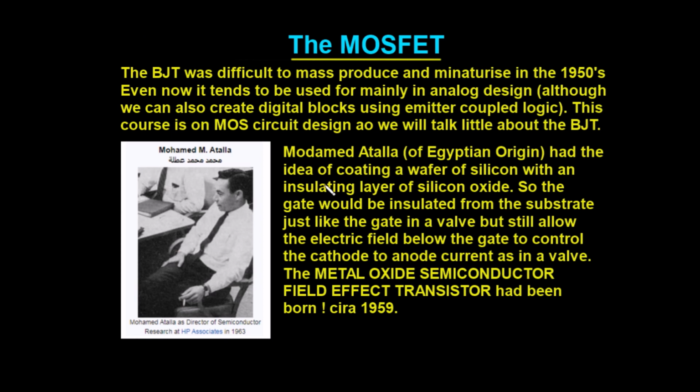So enter Mohammed Attallah. He was of Egyptian origin. Now he had the idea of coating a wafer of silicon with an insulating layer of silicon dioxide. So the gate would be insulated from the substrate, just like the gate, the grid, in a valve, but it would still allow the electric field below the gate to control the cathode to anode current, the same as a valve does. So what he had invented was the metal oxide semiconductor field effect transistor, and we're talking round about 1959.